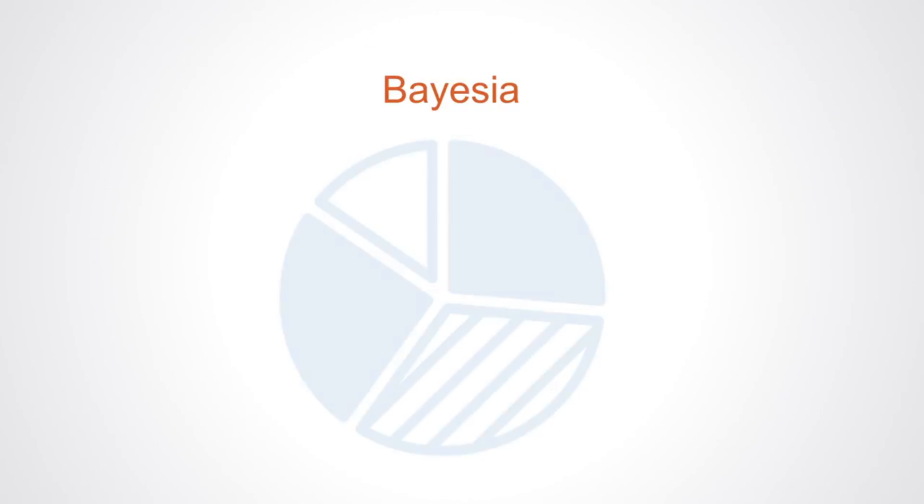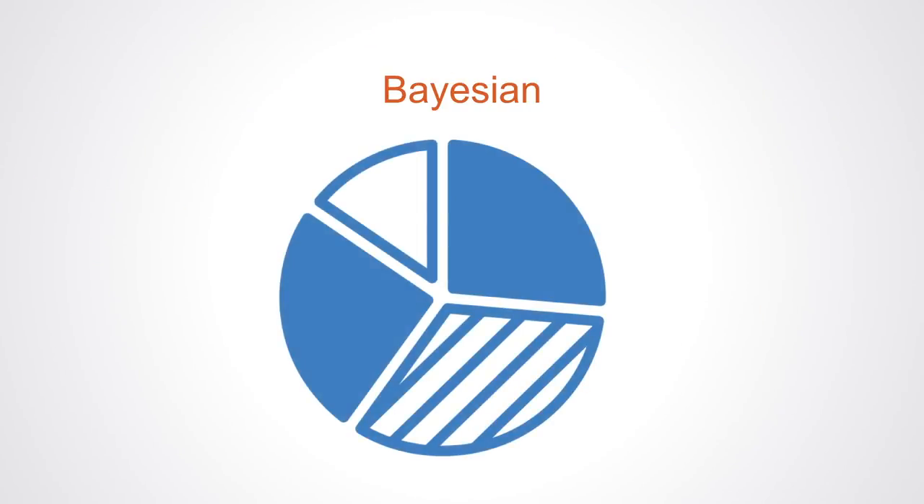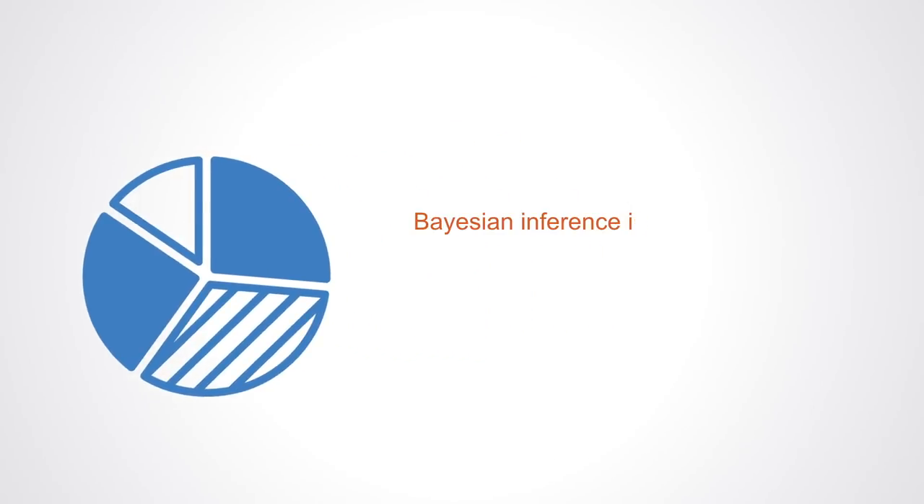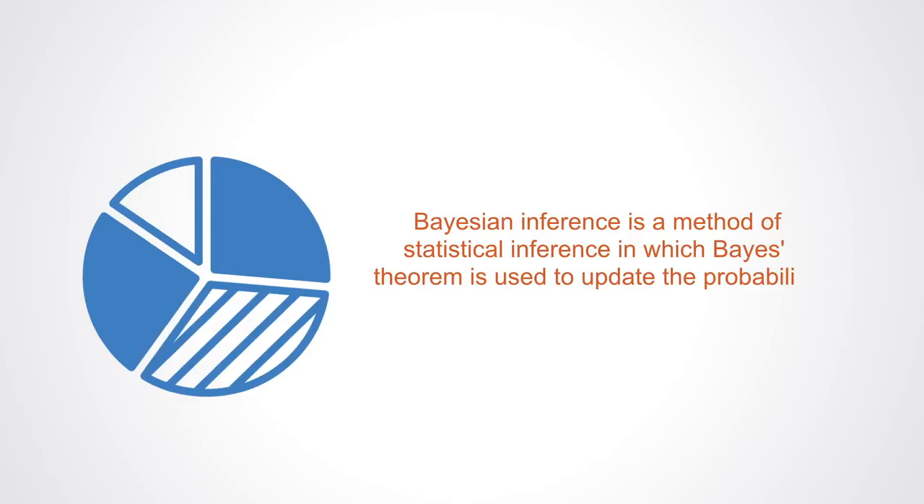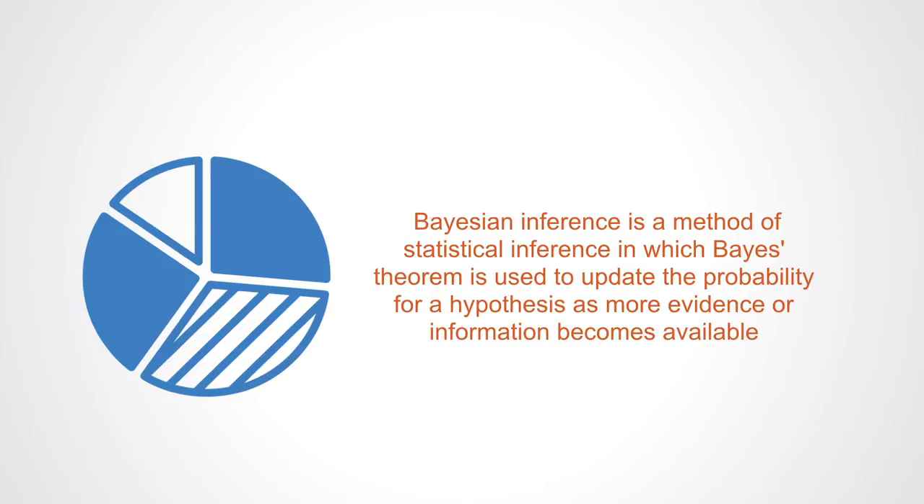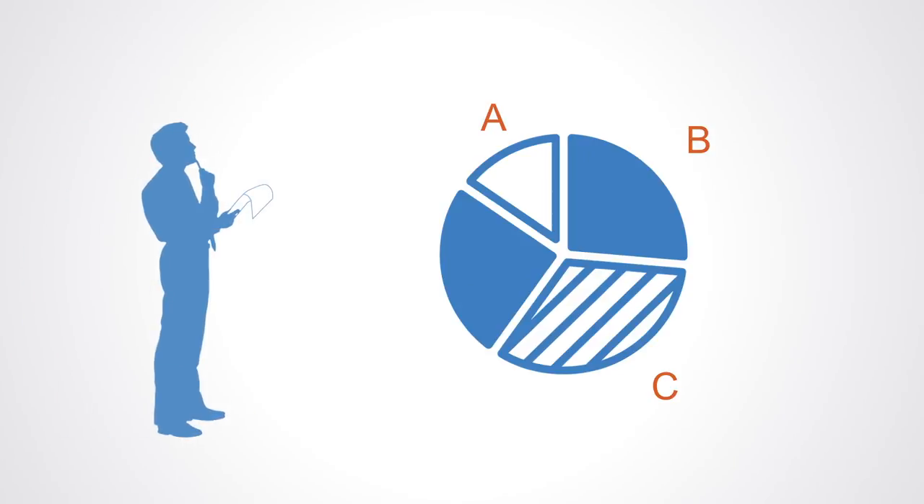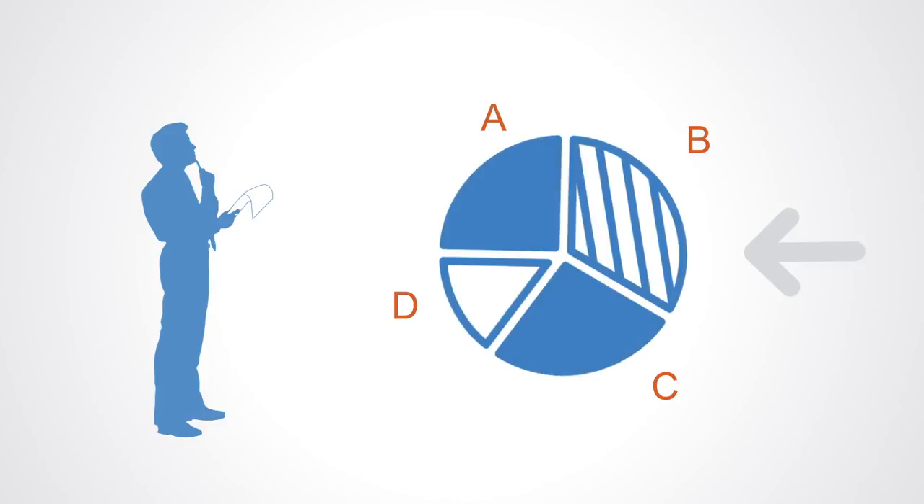The Bayesian approach deals with uncertainty through probabilistic inference. Bayesian inference is a method of statistical inference in which Bayes' theorem is used to update the probability for a hypothesis as more evidence or information becomes available. You create a hypothesis that there will be some outcomes that are more likely, then update the hypothesis as more data comes in. After some iterations of this, some hypotheses become more likely than others.